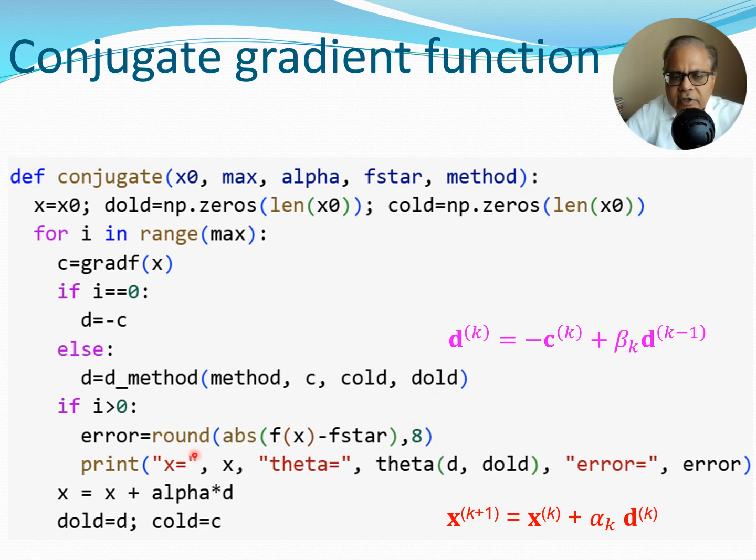Now whenever i is greater than 0, I calculate some values here and I print out x. I print out theta, which is actually the angle between d and d old, that is the current value of d, the search direction, and d old, which is the previous search direction. This is basically dk, this is dk minus 1, and I also print out this value here, which is actually the absolute value of f(x) minus f star, and I print it out to 8 decimal places. So I am using the round function to get that. So this is going to help me track the convergence of the method. As this tends to 0, we can say the method is converging.